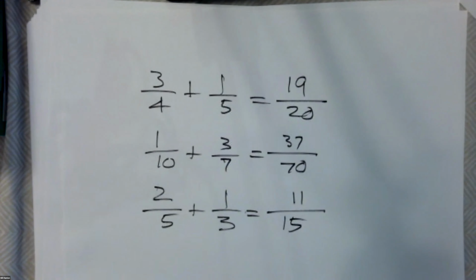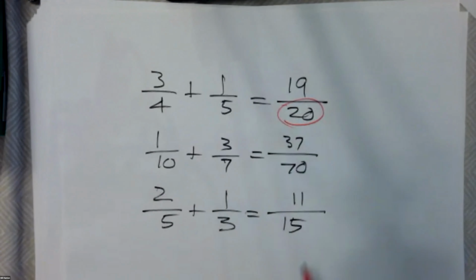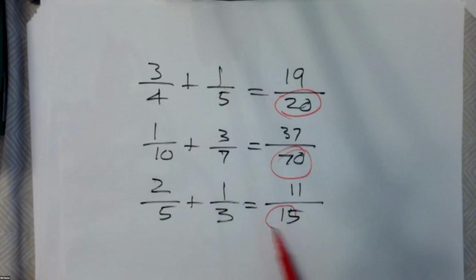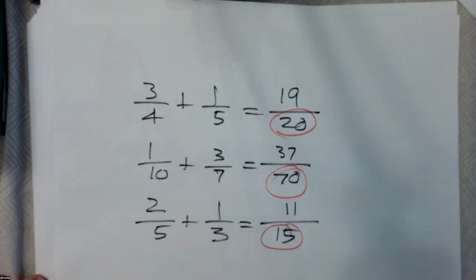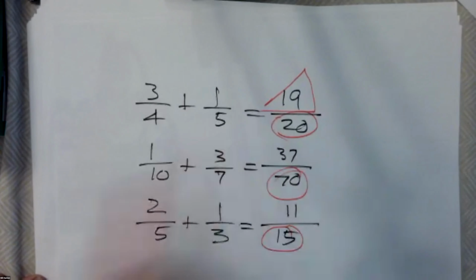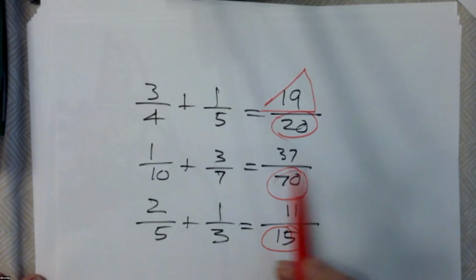So now I'm going to ask kids, do you see where the 20 came from? Do you see where the 70 came from? Do you see where the 15 came from? And again, most kids are going to do that. Now, when I ask them, where did this 19 come from? This doesn't jump out at you. Where does this 37 come from?